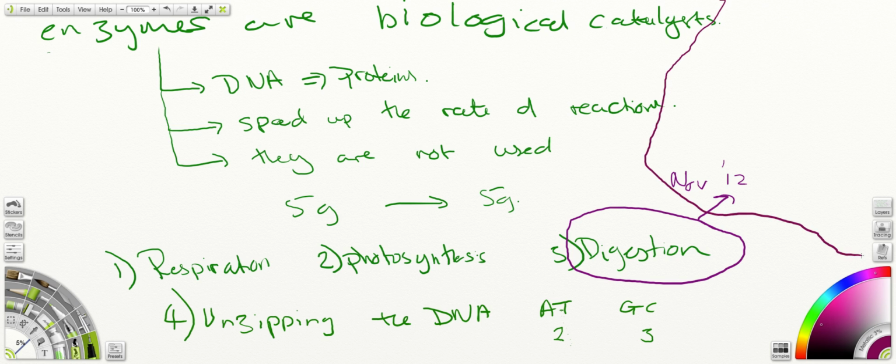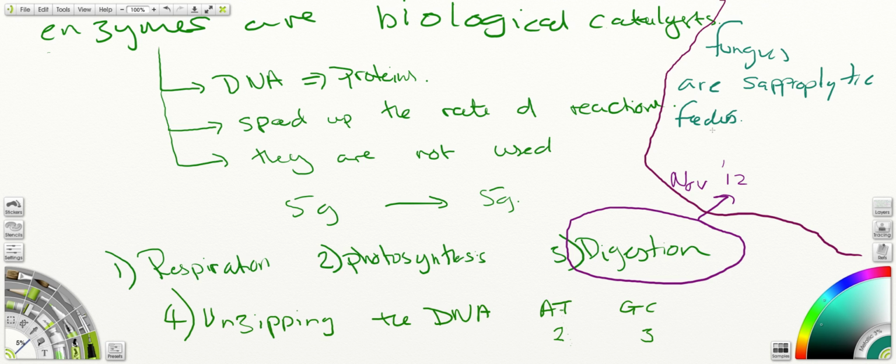For example, what we've got here is fungus. You should all know from B1 that fungi are saprophytic feeders. What this means is that they release enzymes into the environment, and once they release them, the enzymes break down the food, and then the fungus absorbs the broken down food. So that's just to show you that it doesn't have to be within a cell. Biological enzymes can also work outside of cells, in the case of fungus.